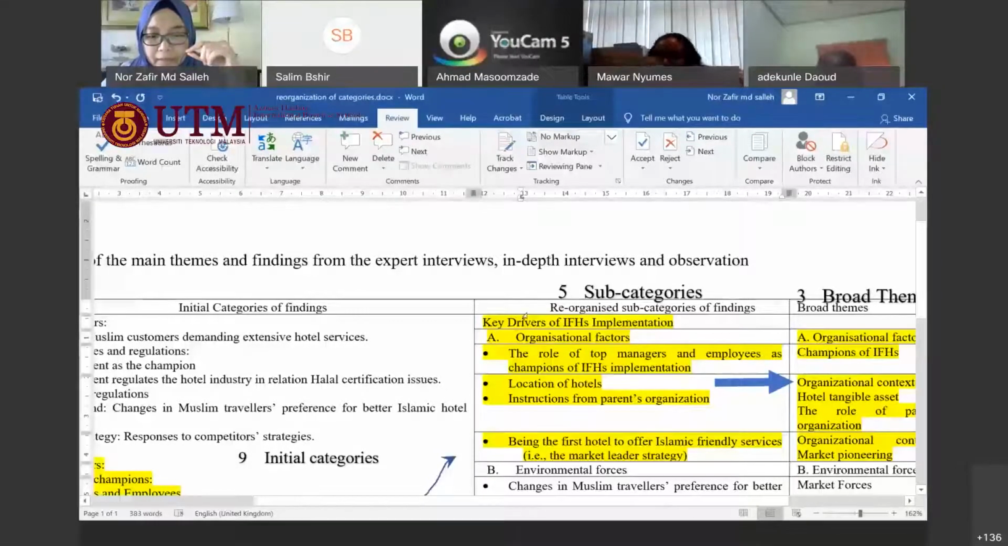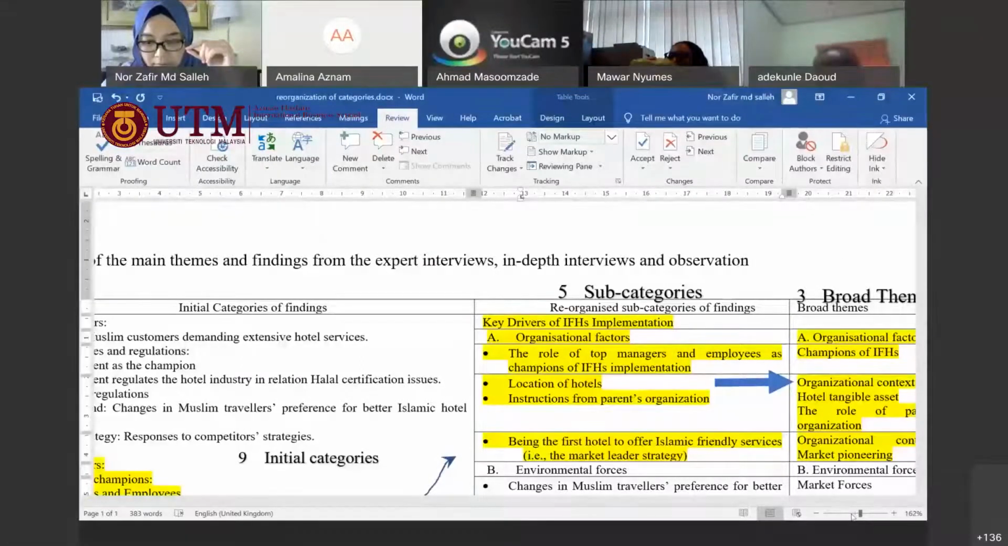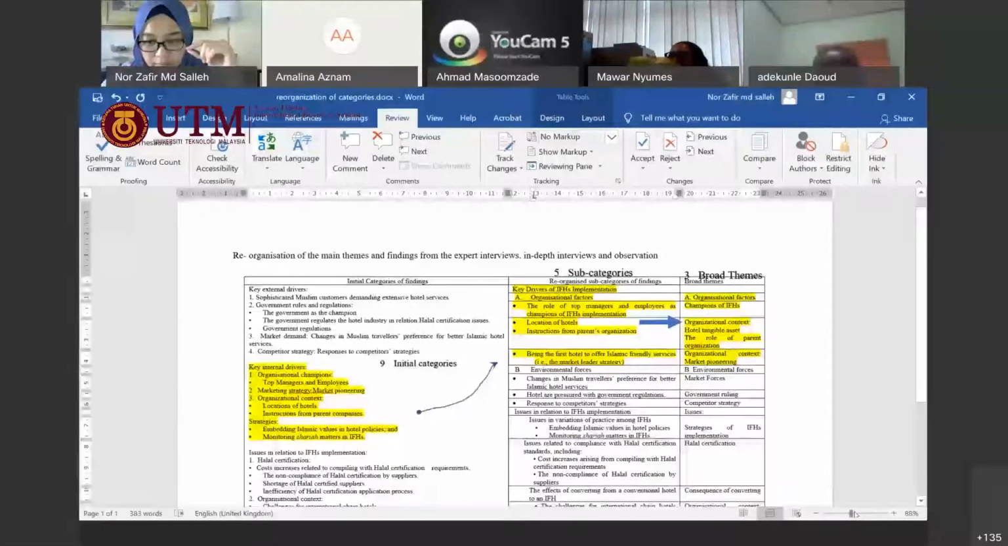Doctor, sorry, can you minimize the view of the words a bit? Because currently it's 162%. If you can minimize it a bit. Ah, yes. Thank you, Doctor. Now you can read that. I'm so sorry.